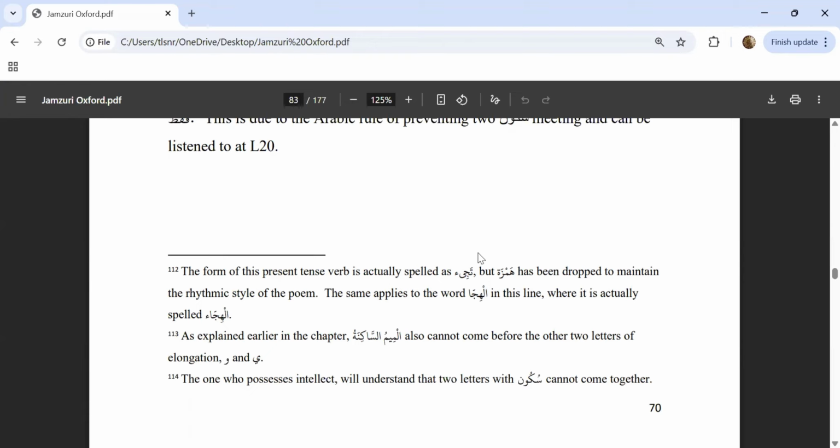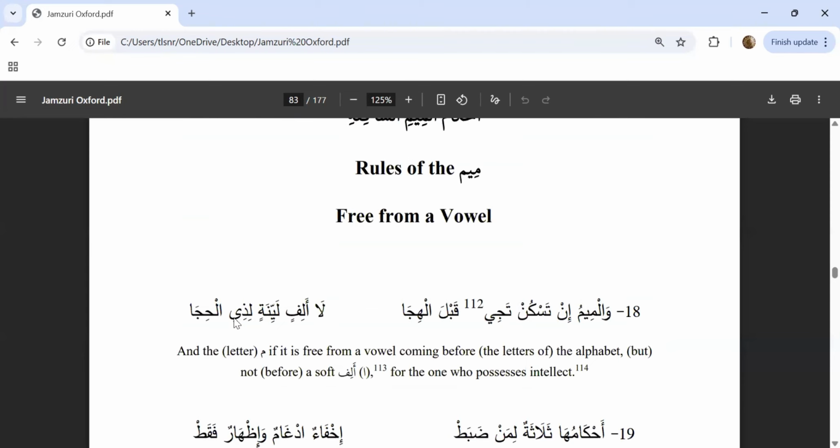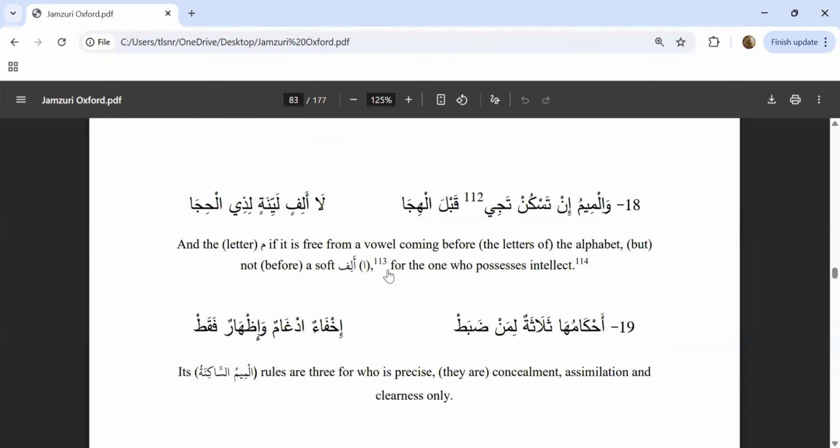Again, remember, you might have advanced students in your class as well, and they're going to look at some of these words and say, isn't there a hamza missing? Part of the word has been removed, or the harakat has been changed. And you're going to want to be able to explain that to your students. And the same applies to the word al-hija, because the actual word is al-hija with a hamza at the end. So the one who possesses intellect will understand we cannot have two sukoons meeting.